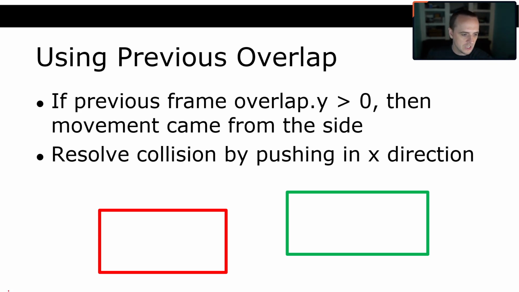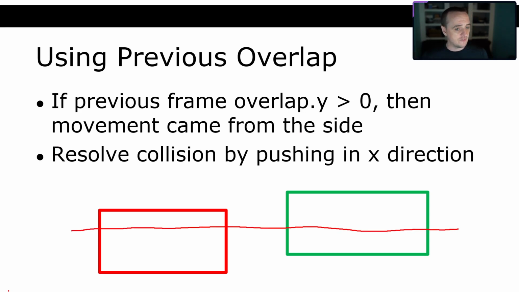So this means that if the previous frame's overlap's Y value is greater than 0, then the movement came from the side. That means that we're going to resolve collisions by pushing in the X direction. So if there was a horizontal overlap on the previous frame, and then on the current frame there's an overlap, this is what's going to happen.